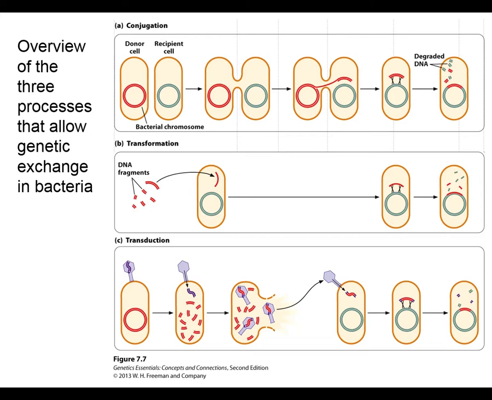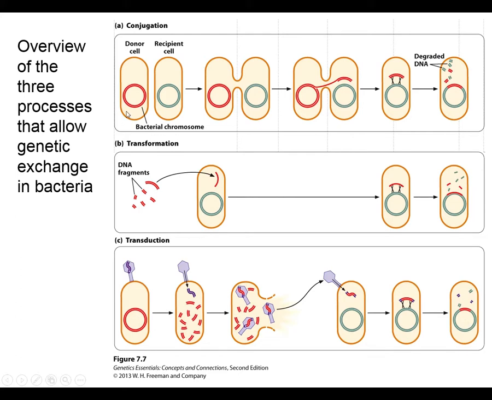And these ways of exchanging genetic information are sometimes called horizontal gene transfer. But what happens is there's three processes that can lead to this. One's called conjugation, one's called transformation, and one's called transduction. But what's important in all of these is that even though there's three different ways that genetic exchange can occur between bacterial cells, the end product in each of these is basically the same. So they all have the same outcome.